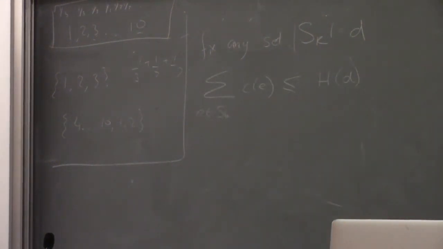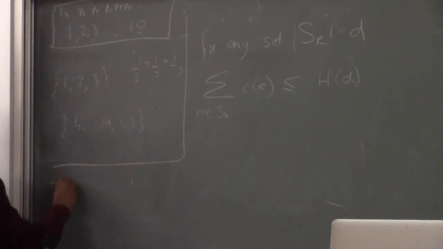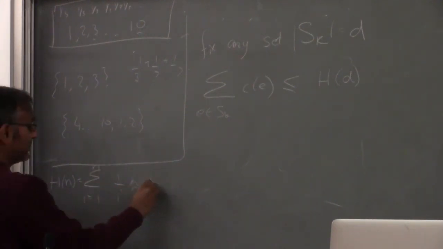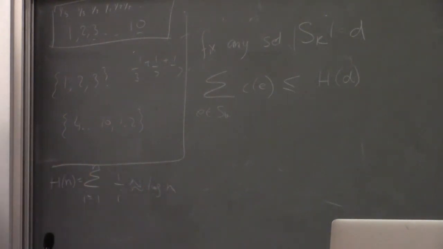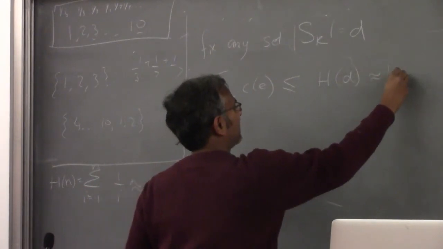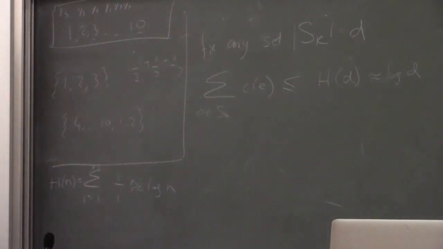What is H of D? H of D is a harmonic function. H of n is equal to the summation of 1 over i, with i going from 1 to n, which is roughly log n. This is a harmonic sum. So what I'm saying is that this number is really log n. For any set of input, because of the way I designed my algorithm, the weights that I'm going to assign to these elements will be such that this is always true.